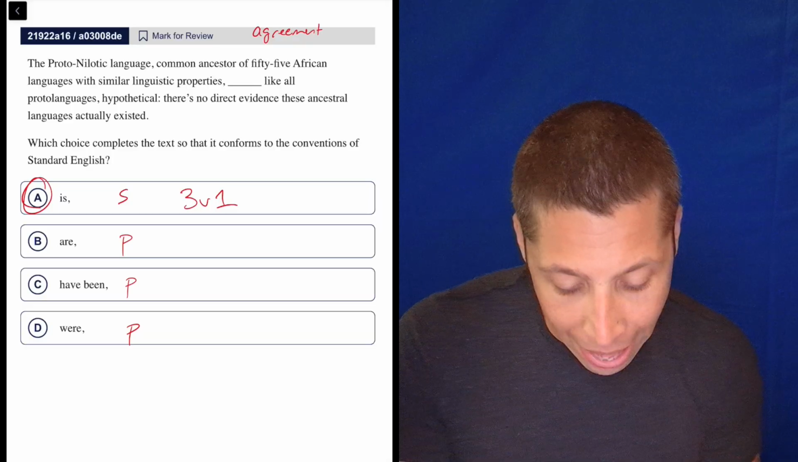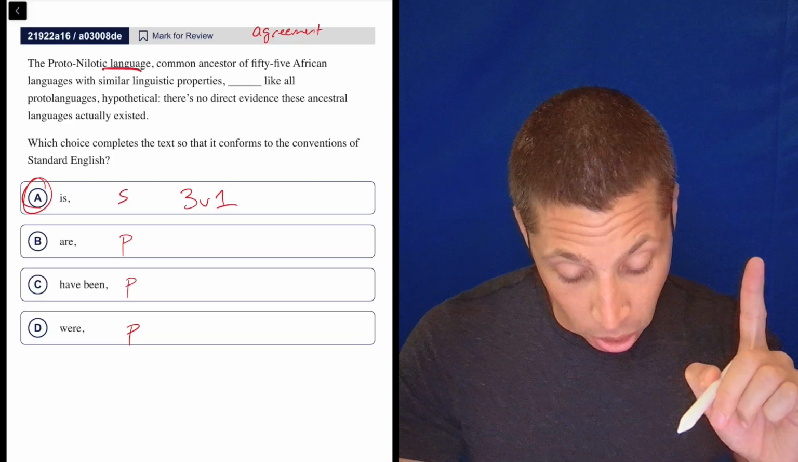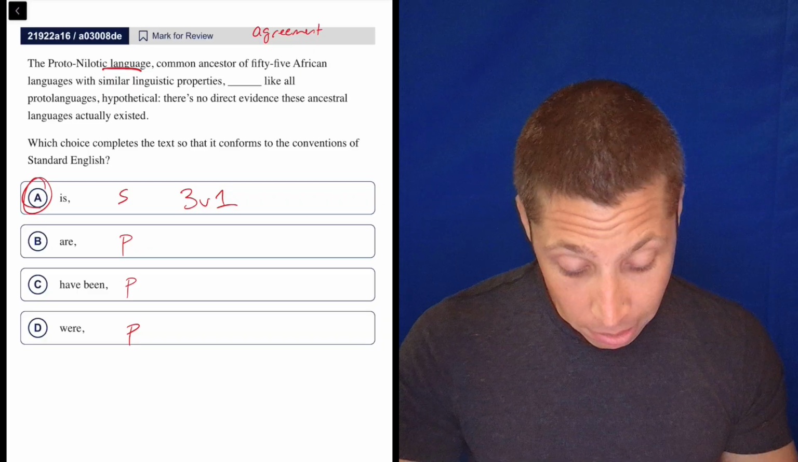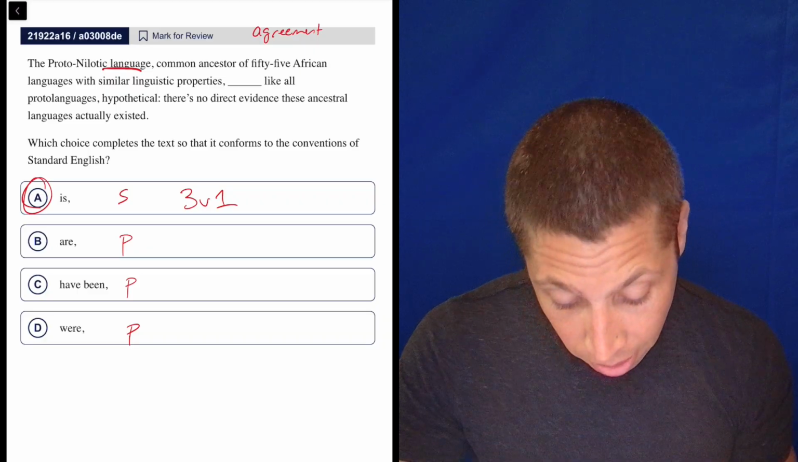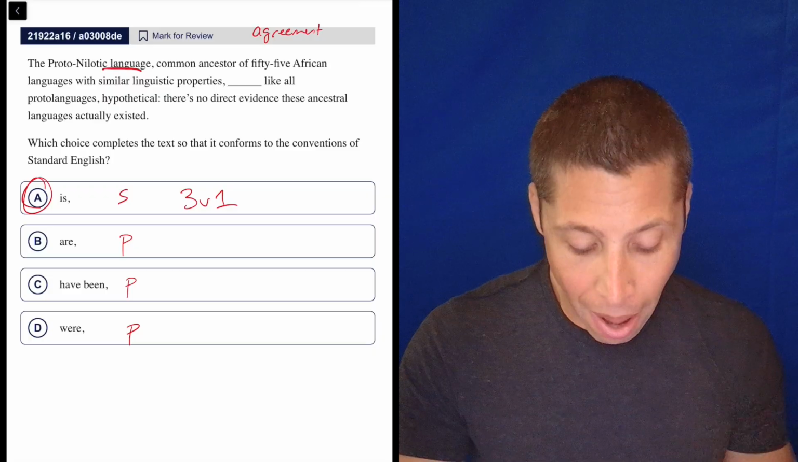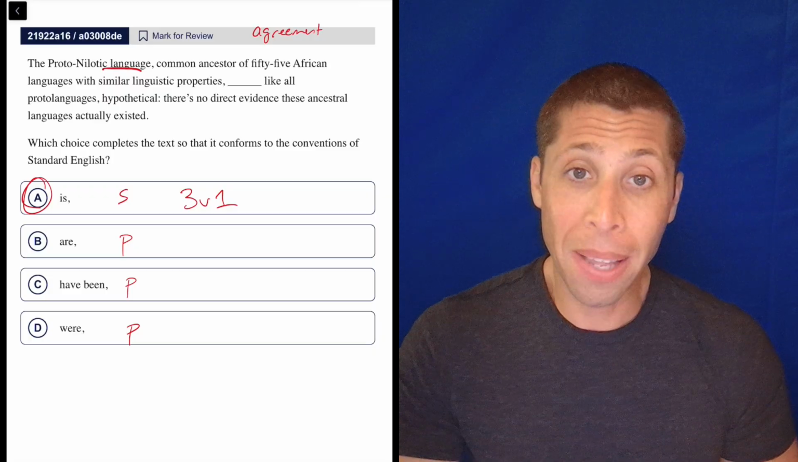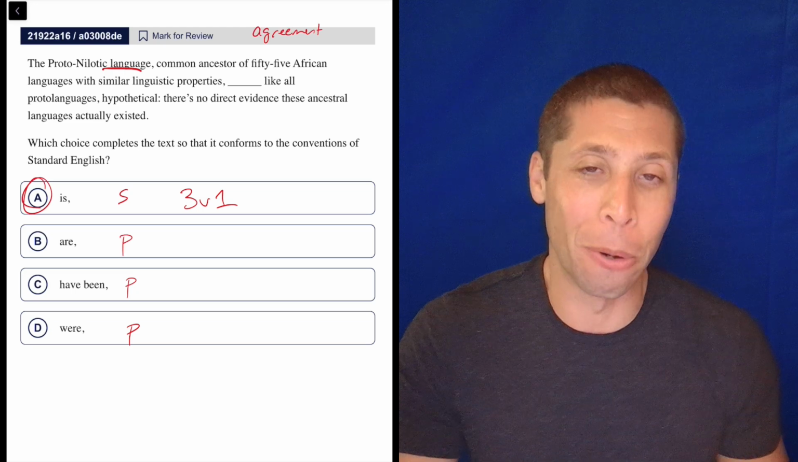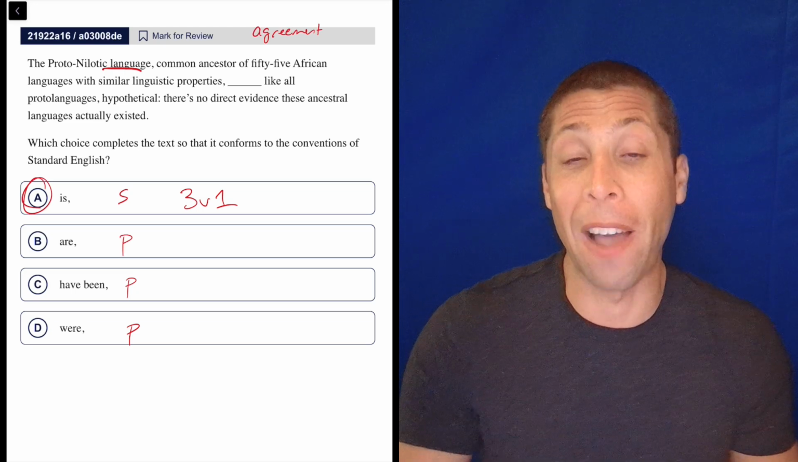Yeah, because we're talking about this language, right? This one language is like all proto-languages. But notice there's lots of plural things, right? Languages, properties, proto-languages. There's lots of other plural things around there that might tempt you. But I'm not tempted because I know the rule. I know the strategy, and I'm also able to actually use the rule to find the correct subject.